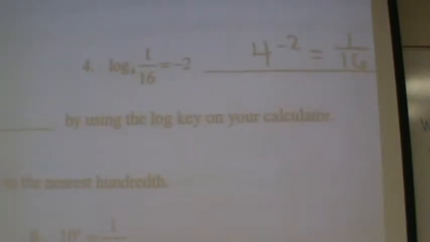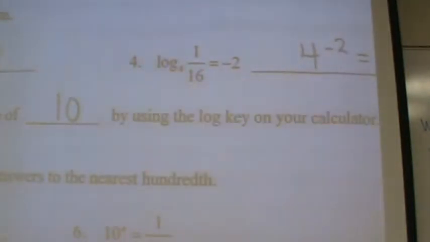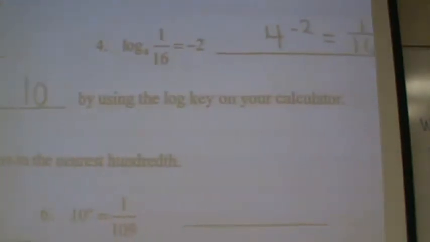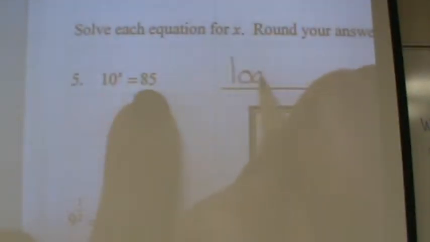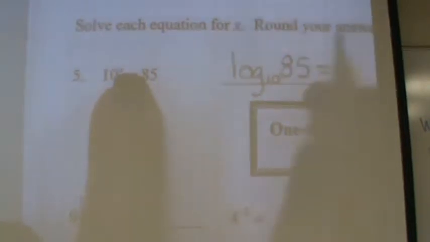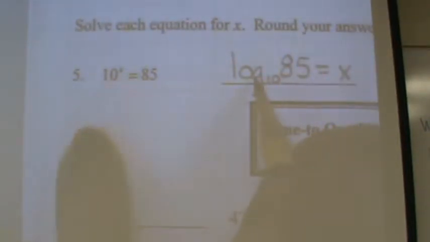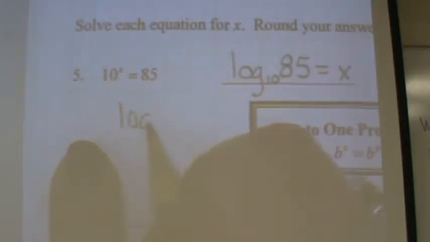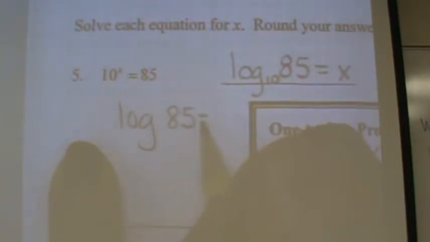Now, you can evaluate logs with a base of 10 by just using the log key on your calculator. For example, check this out. This is what we just did. How would you rewrite this in log form? You would write the log of 85 base 10 is that exponent x. So all you have to do on your calculator is type in log 85 and you'll get 1.9.